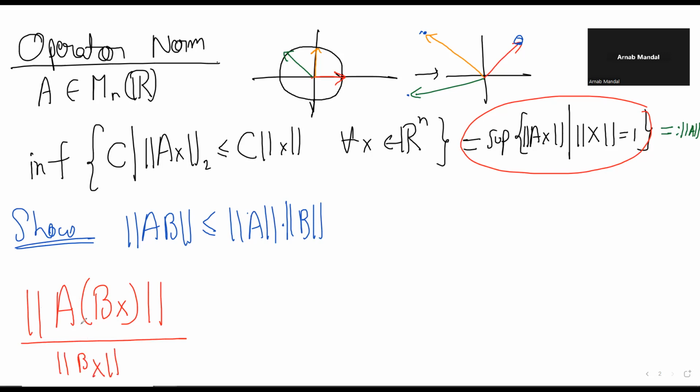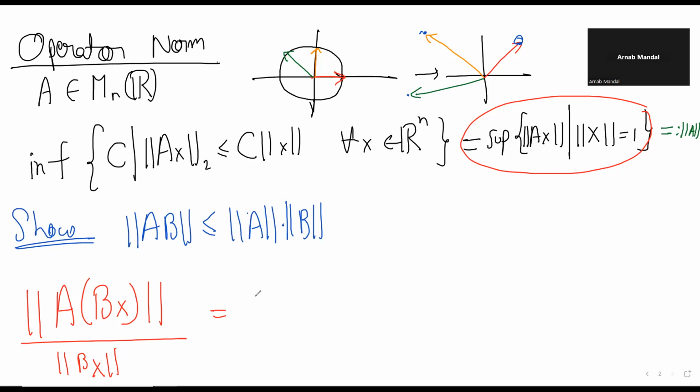I can divide. It's a non-negative number. If it is zero, then something happens, but that I will leave for you to think. What happens if Bx is zero? That's a trivial case. Then the left hand side is zero. So I'm just dividing by this, and then you see, this is like a lambda. So you can take it inside the norm, right?